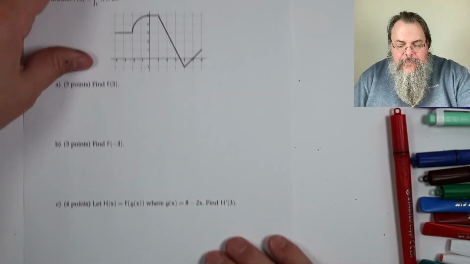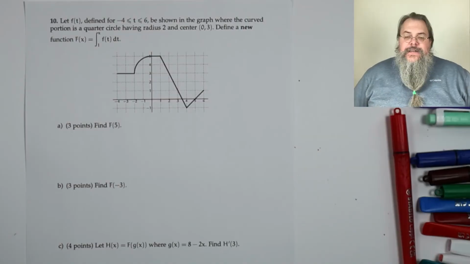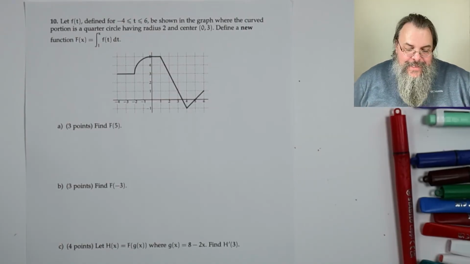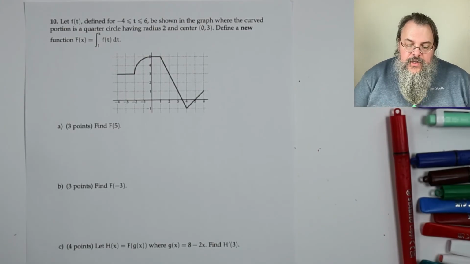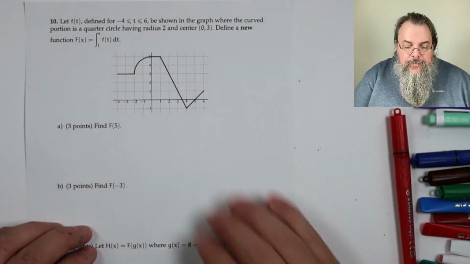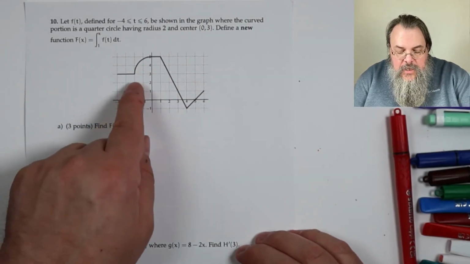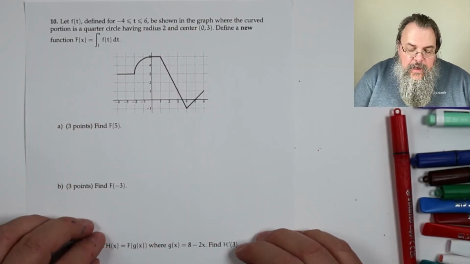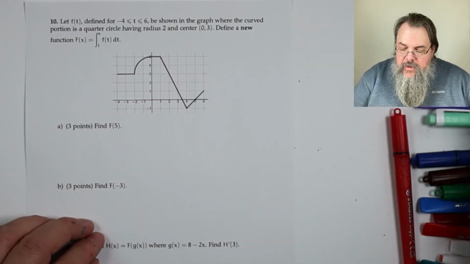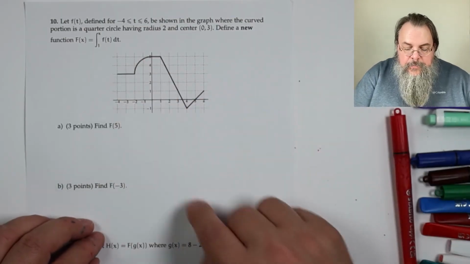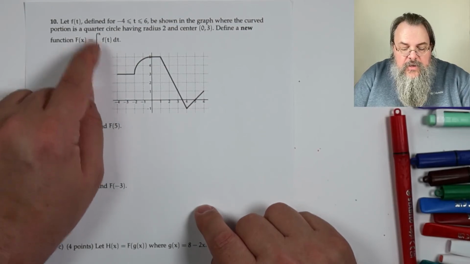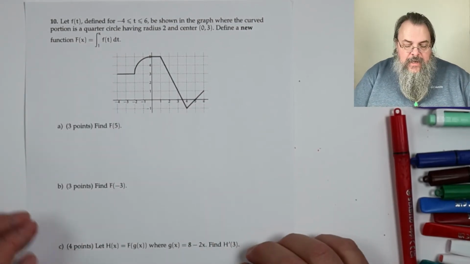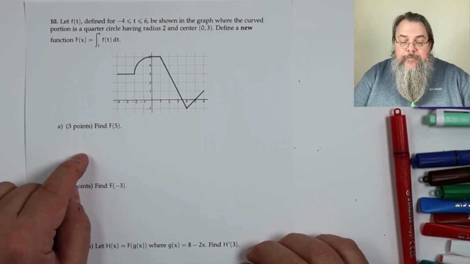That brings us to our final problem. It feels like we'd only just begun. Number 10. Let f of t defined between -4 and 6 be shown in the graph. Okay, hello graph. The curved portion is a quarter circle having radius 2 and center at 0, 3. Okay, so there's a piece of a circle. Define a new function, capital F of x is integral from 1 to x of f of t dt. And now we're going to do some things with capital F.